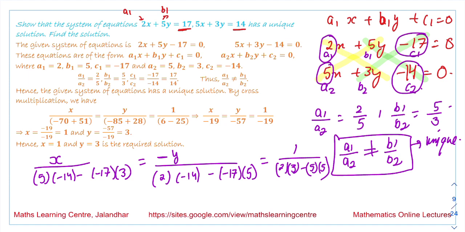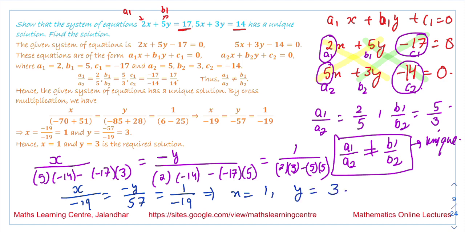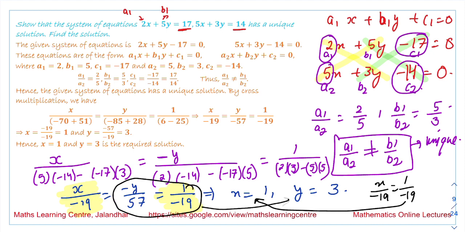When we solve these values, we get the answer in the form x over minus 19 is equal to minus y over 57 is equal to 1 over minus 19. So this gives us x is equal to 1 and y is equal to 3. How? We are comparing the first and last terms. We get x over minus 19 is equal to 1 over minus 19, so we get x is equal to 1. When we compare these two terms, we get y is equal to 3.